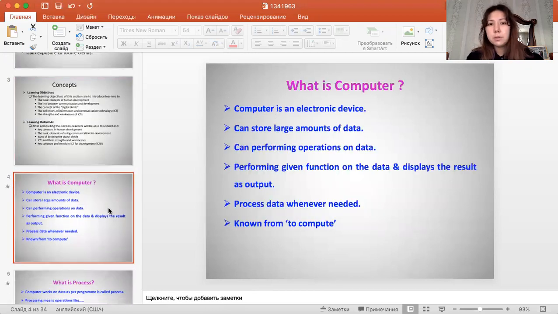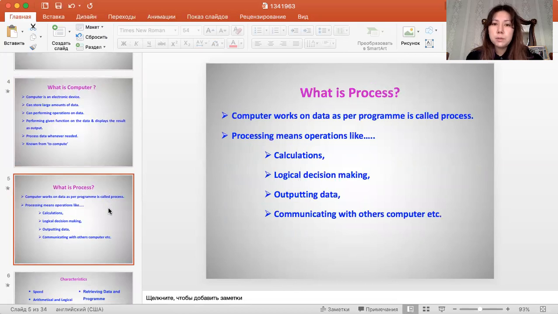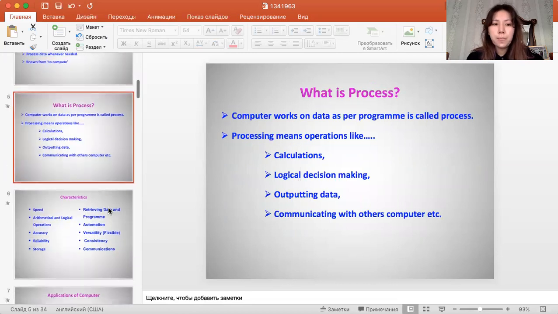What is a computer? A computer is an electronic device that can store large amounts of data, perform operations on data, perform a given function on the data, and display the result as output. It processes data whenever needed. What is a process? A computer works on data; its program is called a process. Processing means operations like calculations, logical decision making, outputting data, communicating with other computers, and so on.